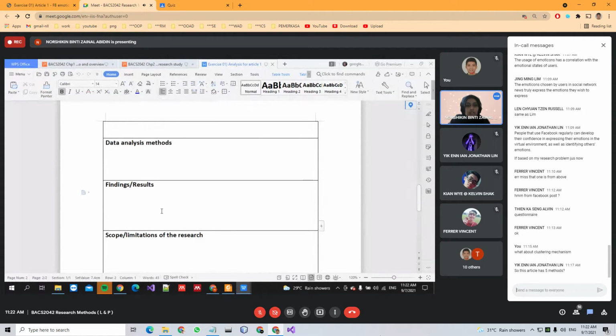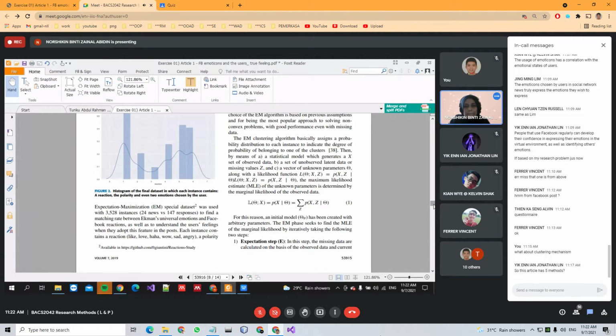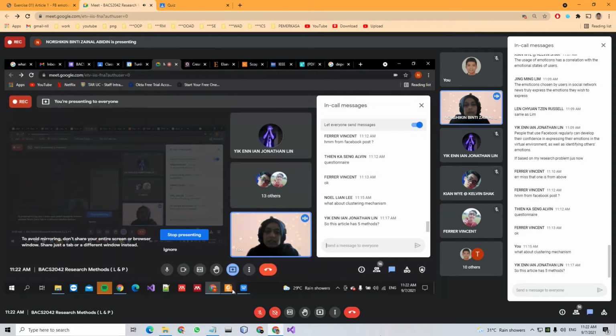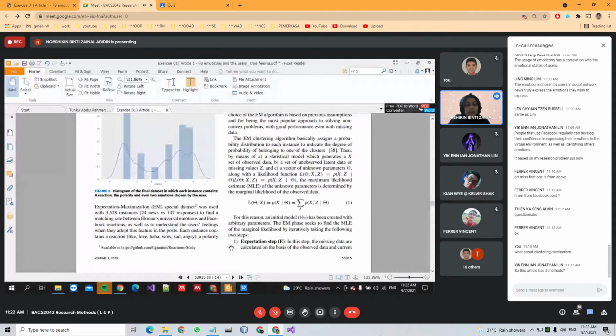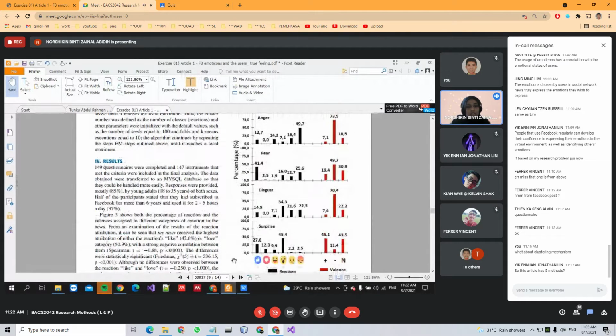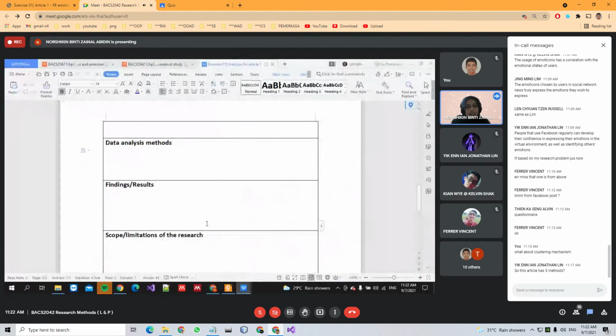And then next, finding or result. This is quite easy. But for the data analysis method part, you need to be very careful because sometimes in the paper, they will combine the sections, but for some papers, they will separate the parts. So you need to be very careful on that. The next one is they ask for the result. So what is the result?